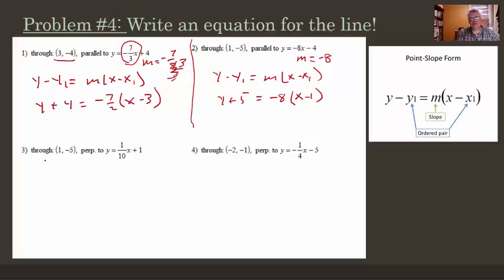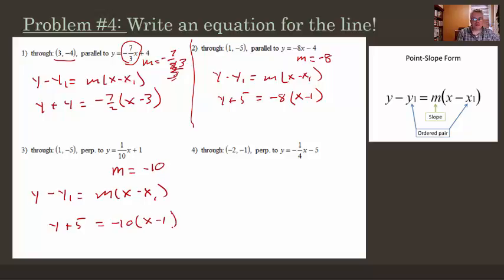Alright, this is different. I want a line that goes through (1, -5) and is perpendicular to this line. That means it needs to have the opposite reciprocal slope. So the opposite would mean it's negative. The reciprocal would be 10/1. So let's write the equation. y minus y1 equals m times x minus x1 would be y plus 5 equals negative 10 times x minus 1.